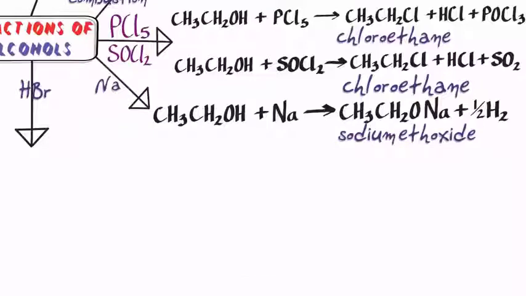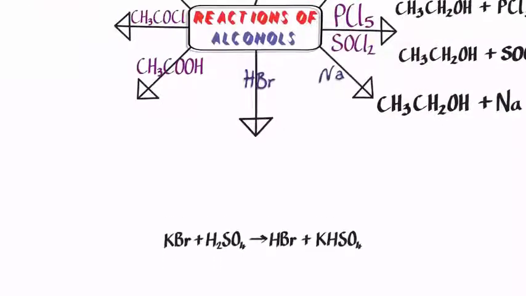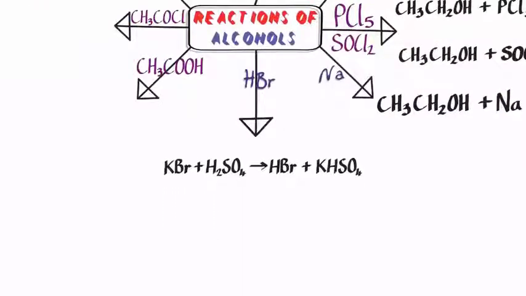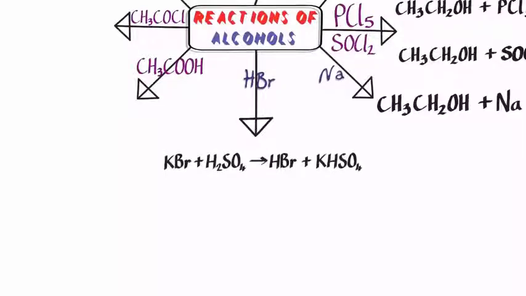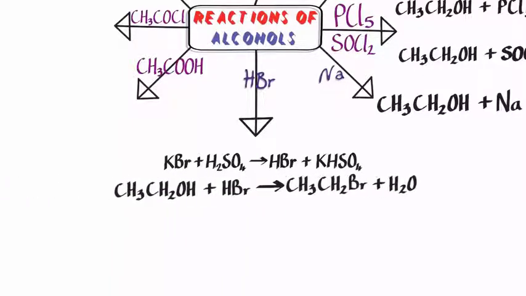Now let's move on to nucleophilic substitution and the reaction of an alcohol with hydrogen bromide. Hydrogen bromide is unstable and is made in situ. That's to say, it's made there and then where it's needed. It's made typically by the reaction of potassium bromide with concentrated sulfuric acid. You see it forms HBr together with potassium hydrogen sulfate.